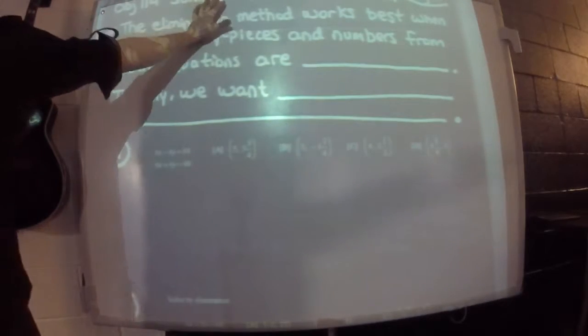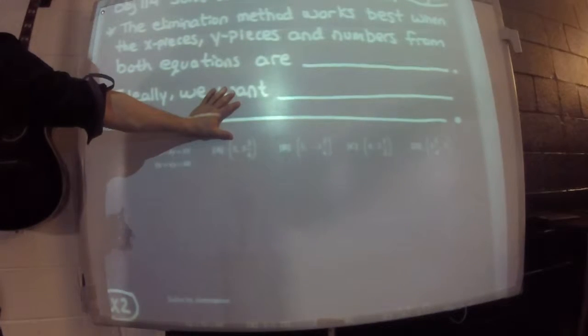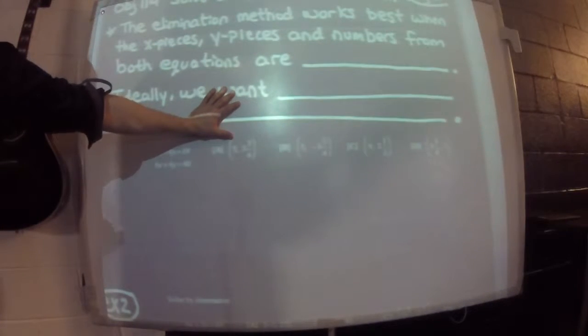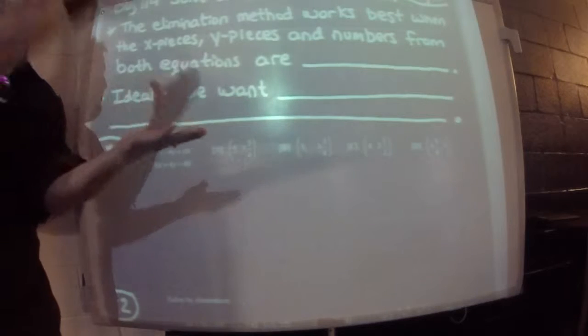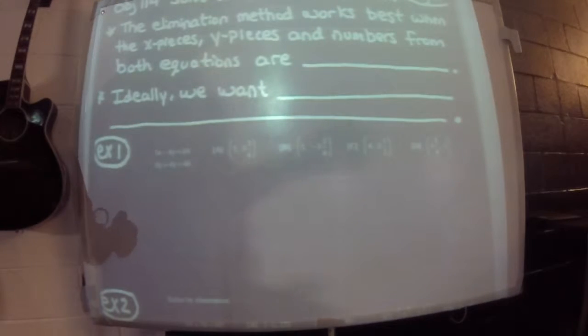If we were talking substitution, like before, what did we want to happen out of the x and y equation? We wanted either an x equals or y equals equation, right? So you have your 2 equations, and if one of them says y equals, let's do substitution.